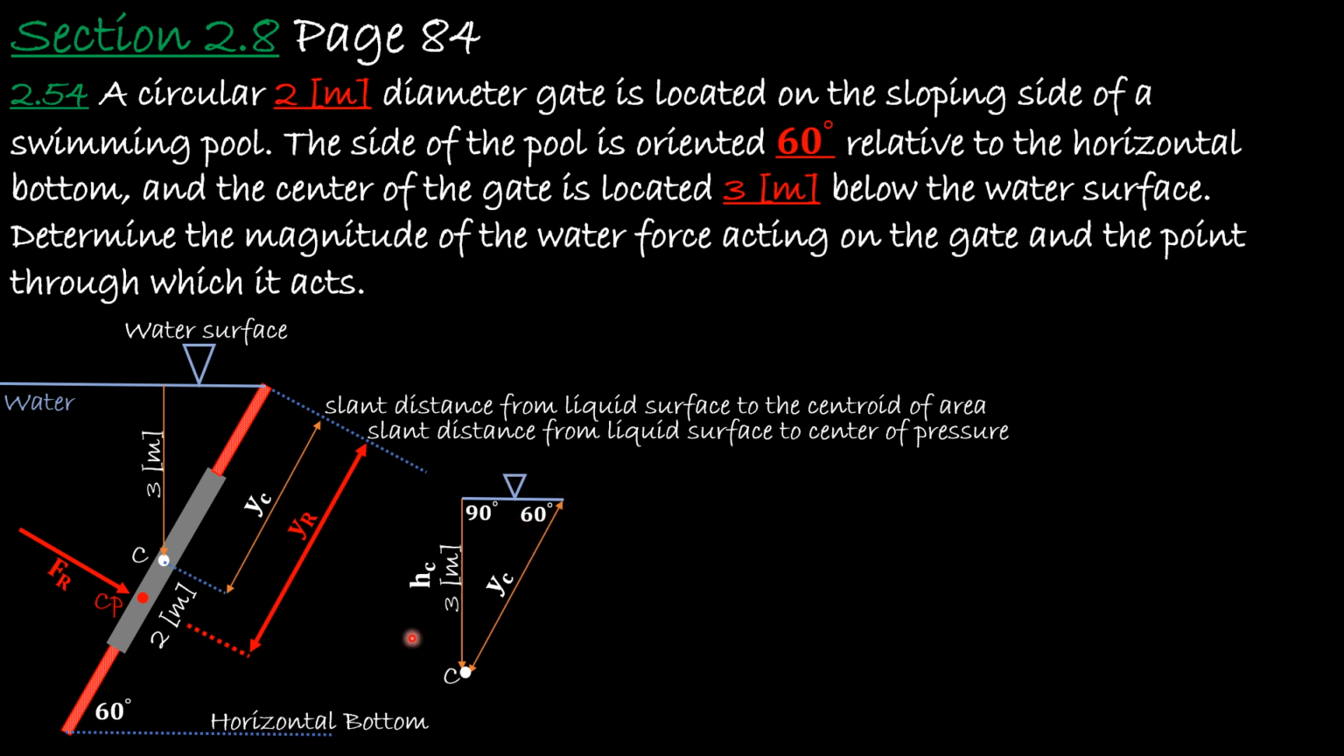And we can utilize the sine and cosine to find, for example, y sub c. So, for example, sine 60 degrees, sine is what? Opposite over hypotenuse. The opposite is h sub c, divided by the hypotenuse, which is opposite to the 90-degree angle, which is y sub c. So in here we have the angle, we have the height from the water surface to the centroid, but we don't have y sub c. So we can use this expression to find y sub c.